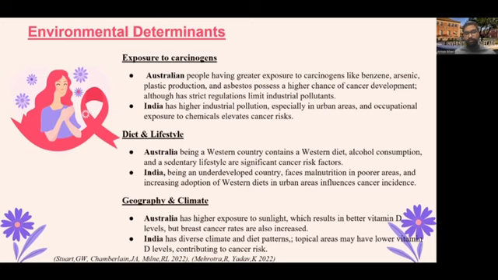In geography and climate, Australia has higher exposure to sunlight, so they have better vitamin D levels. In India, there is a diverse climate and diet patterns, so they have lower vitamin D, which causes breast cancer.